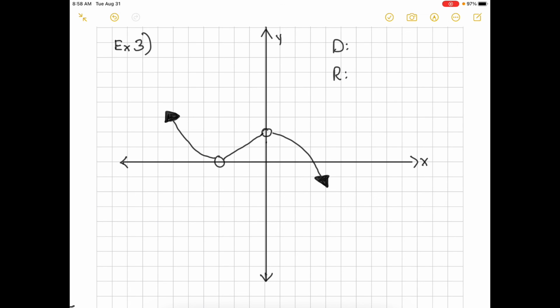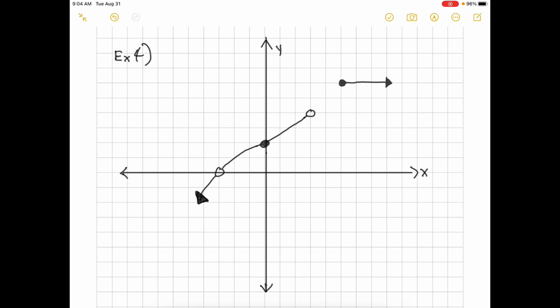Okay, here's an example for you to try. I want you to give me the domain and the range in interval notation. This graph has 2 holes in it, and so you try this one, and I'll give you one more to try. Here's the last one for you to try. Find the domain and range of this piecewise function. Make sure you put these examples in your notes.